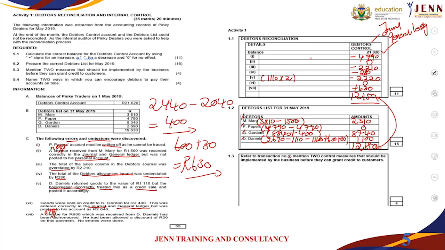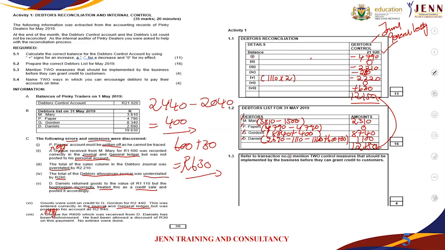So this is what should happen every time when you do a debtors reconciliation. It means your debtors control account must always balance with your debtors list. And I believe that this is what we have done in our schools. And I believe that at least today you have learned something again, if perhaps you missed it in the classroom.